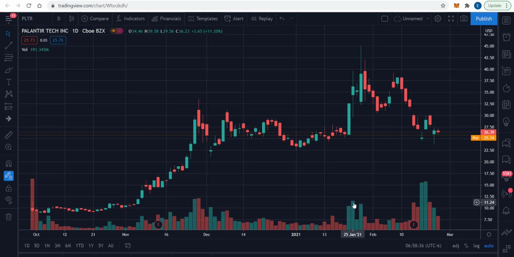I want to see increasing volume when a stock is going higher. We saw that back in January as well. We even saw an increase in volume on the 18th and the 19th of February, which was just these 2 green days here. And that was also shortly after their earnings, 2 and 3 days after.